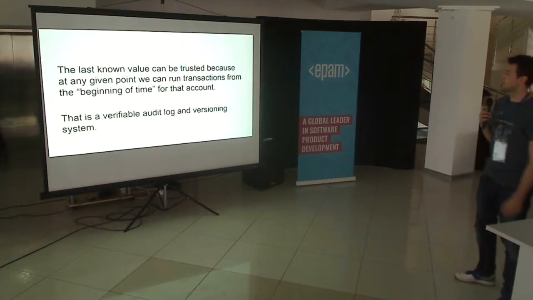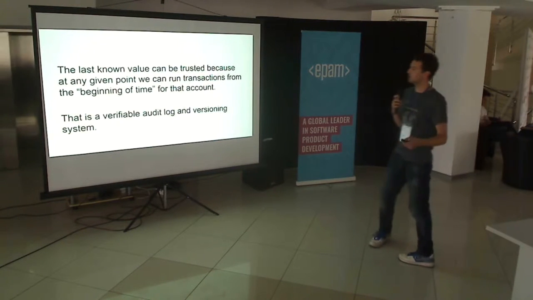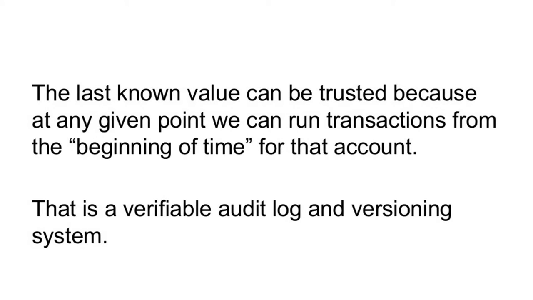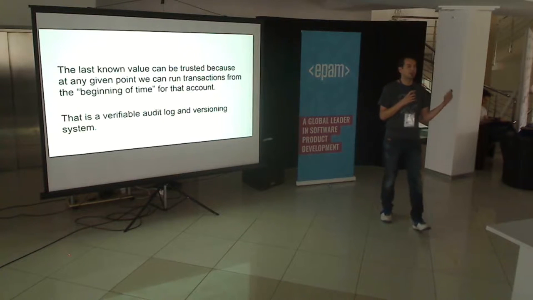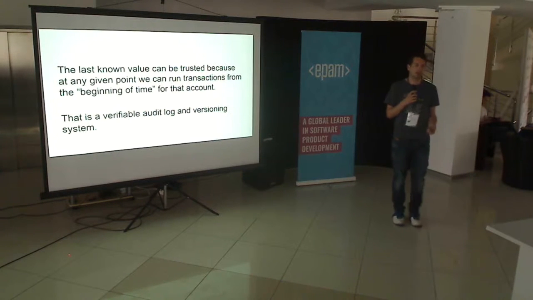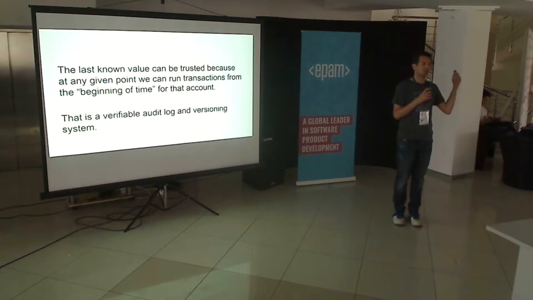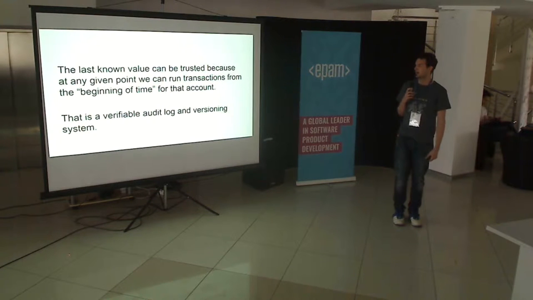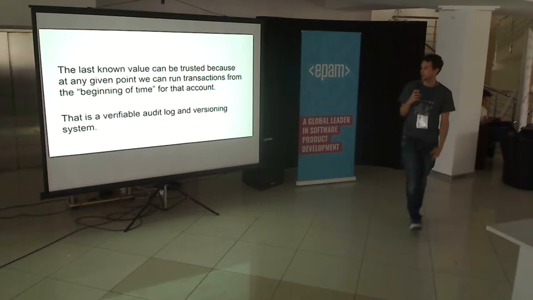The last known value can be trusted because at any given point we can run transactions from the beginning of the account. So if you call your bank and you say, hey, that's not how much money I have, they'll say, okay, well, we'll replay every single transaction that's ever taken place in your account and we'll recalculate how much you have and then we can verify how much you have. So it's a verifiable audit log and versioning system.